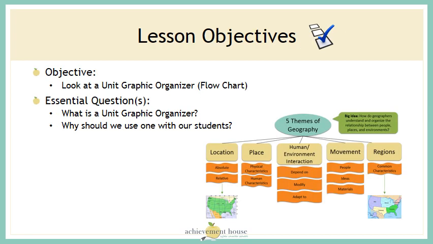The objective of this video lesson today is to look at the Unit Graphic Organizer, or flowchart, and see if it's something that you'd like to use with your students. Our essential question is, what is a Unit Graphic Organizer, and why should we use one with our students?